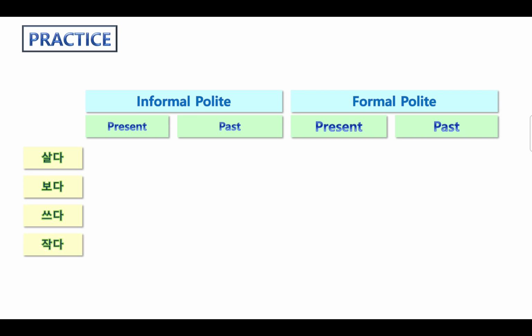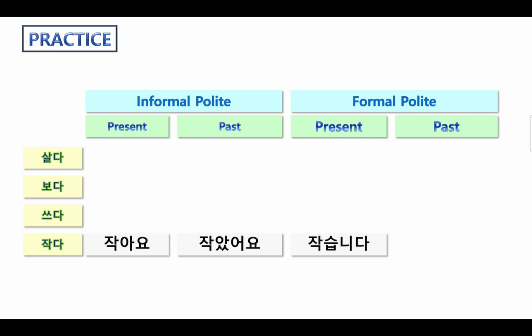작다, little, small. 작아요. And it was small, 작았어요. And present tense, 작 plus 습니다, 작습니다. And past tense, 작 plus 았습니다, 작았습니다.